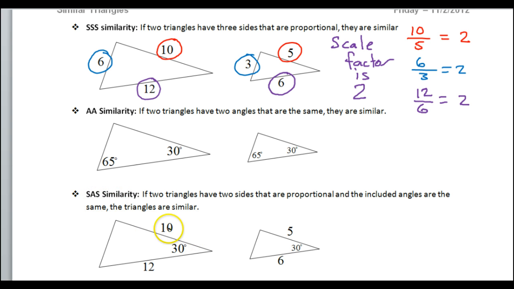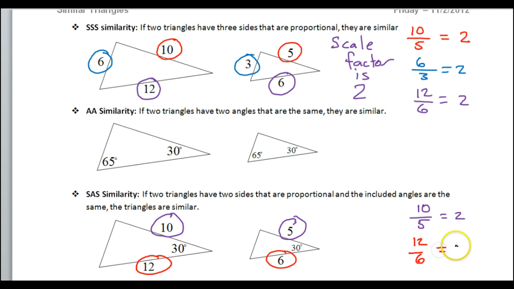The S and S again refer to the sides being proportional. So I used the same numbers, so we've already done the math, but these are still proportional, meaning that 10 over 5 equals 2, and in the same way, with the 12 and the 6, 12 over 6 equals 2. So we have two pairs of sides that are proportional, and then one angle that is congruent. It's important that the angle that is congruent is between the sides that are proportional.